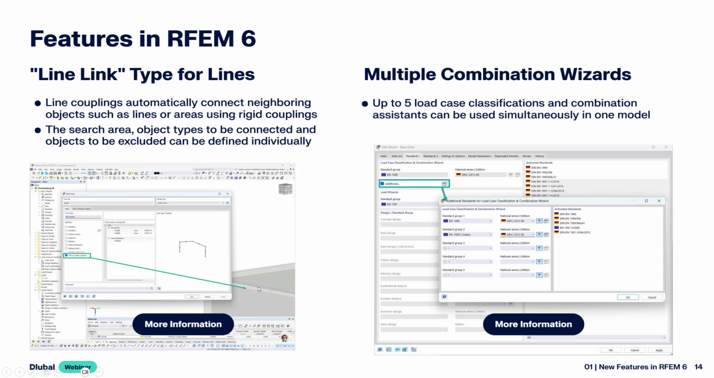If you have, for example, two surfaces, a slab and a wall, you can connect them with the same procedure that I showed for the nodal link. Then multiple combination wizards are possible now. I showed it also in the program.